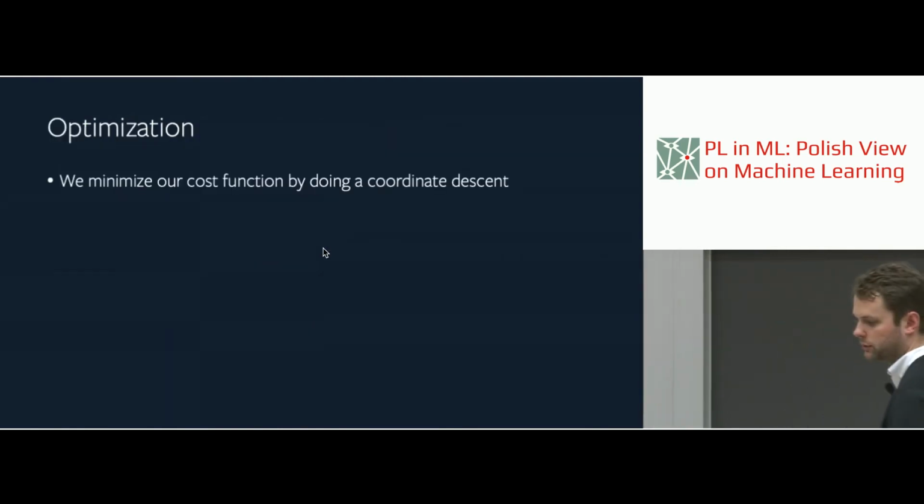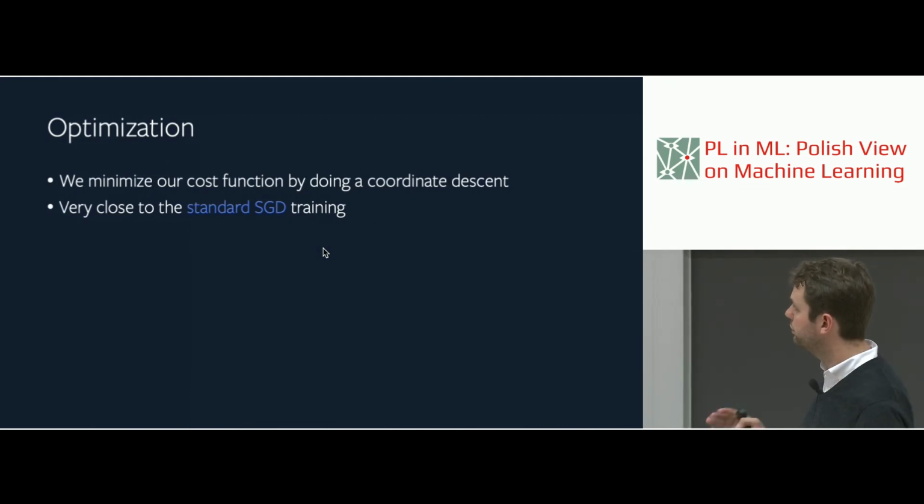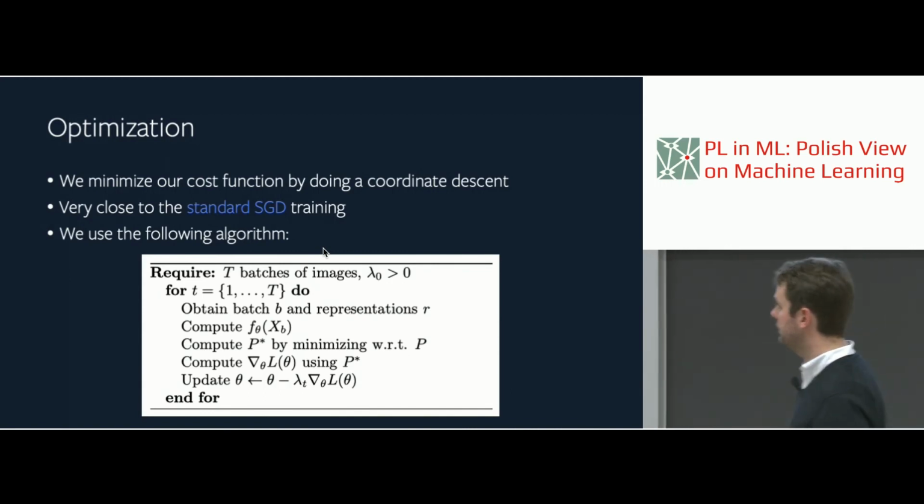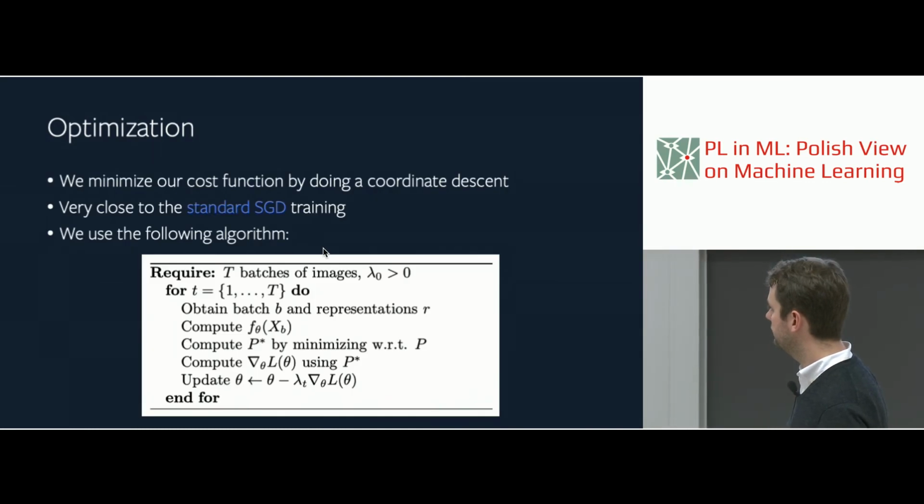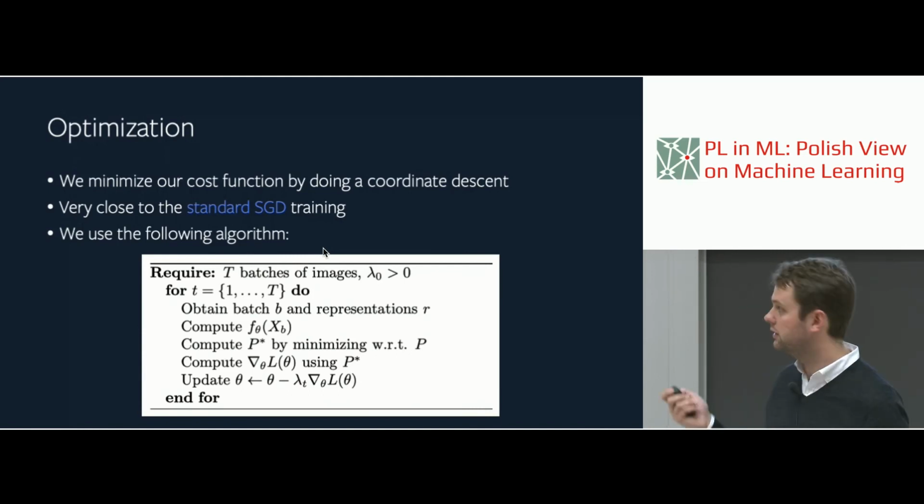So in terms of optimization, how does it work? We minimize it using a coordinate descent, and we wanted our optimization to look a lot like standard SGD, so it would be done batch by batch. Once you get a batch B, you compute the feature representation for this batch. You find the optimal permutation for this time step by doing optimization with respect to P. It allows you to compute a gradient with respect to network parameters, and you can update your CNN.